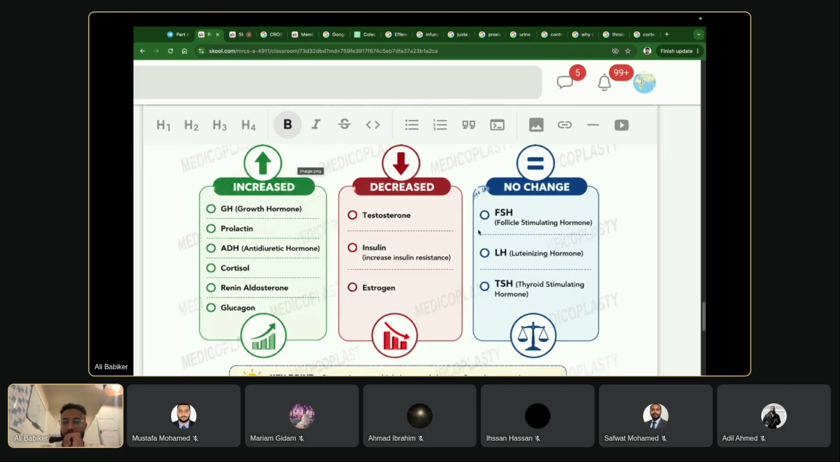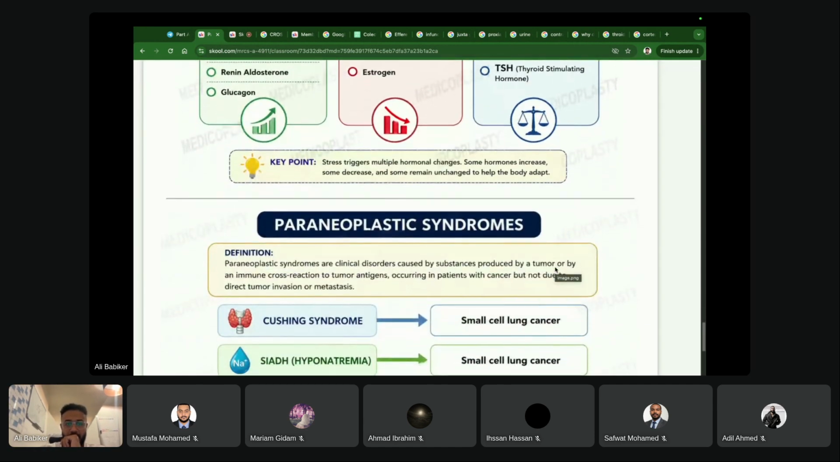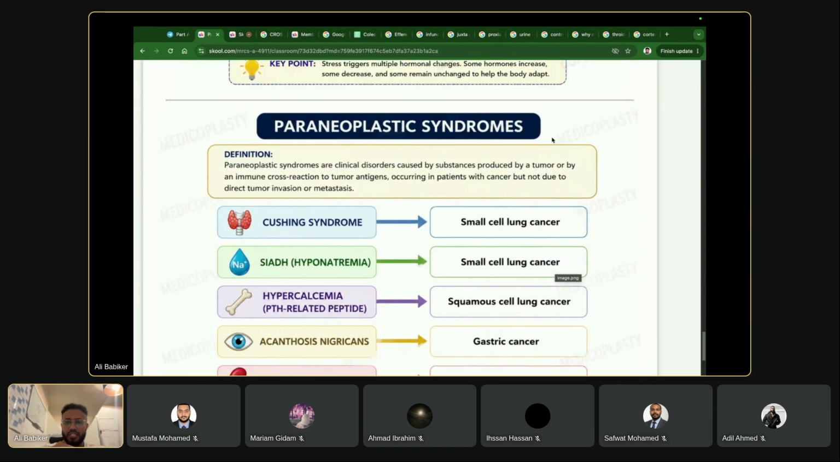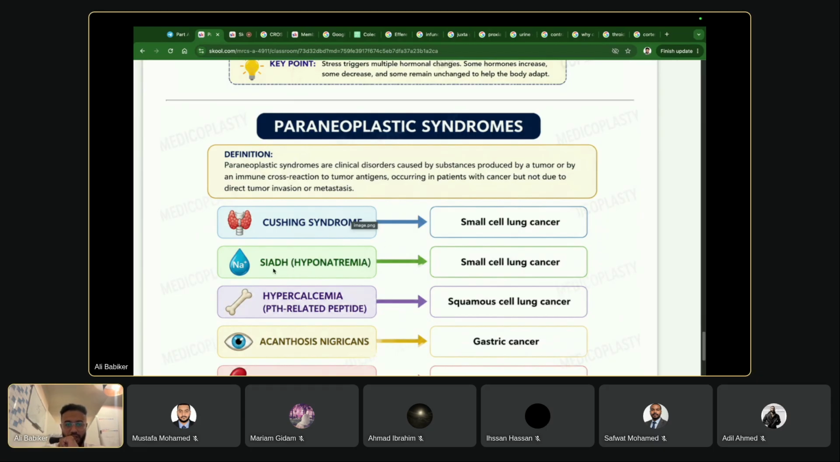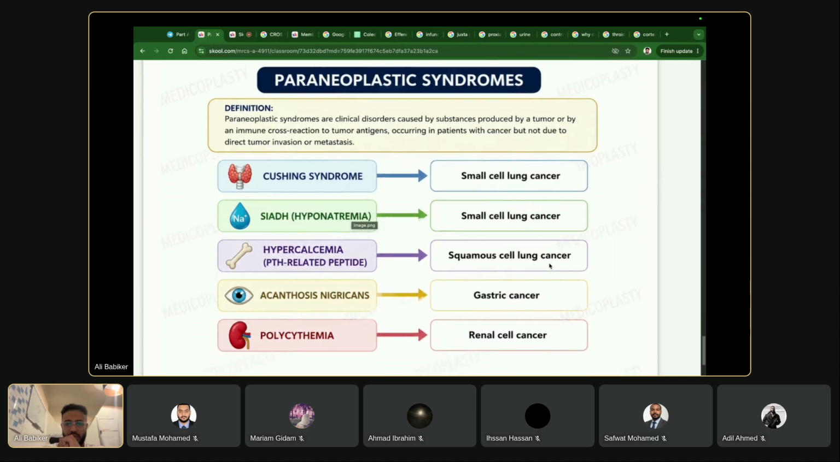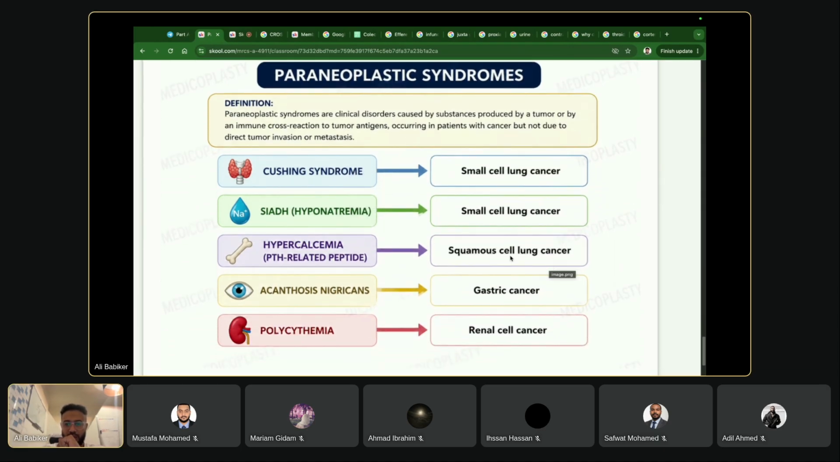Usually they will try to trap you by this one, by giving you a hormone from here, okay? Paraneoplastic syndrome, we'll speak about this a lot. I want you to know that Cushing syndrome is associated with small cell lung cancer. That means small cell lung cancer produces ACTH-like hormone. SIADH, syndrome of inappropriate antidiuretic hormone, is associated with small cell lung cancer too. Hypercalcemia is associated with squamous cell cancer.